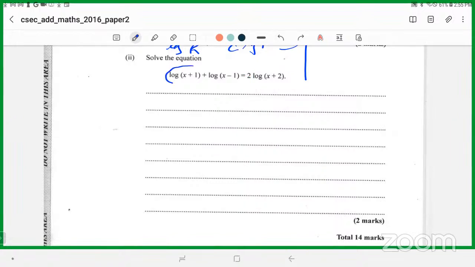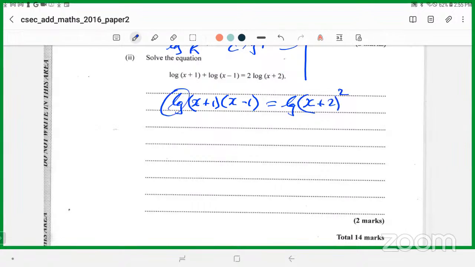So I'm going to apply the laws of logs to this one. I'm going to multiply these. So this becomes the log of the product, x plus 1 times x minus 1. And these two come up here as a power. So it becomes the log of x plus 2 all squared.